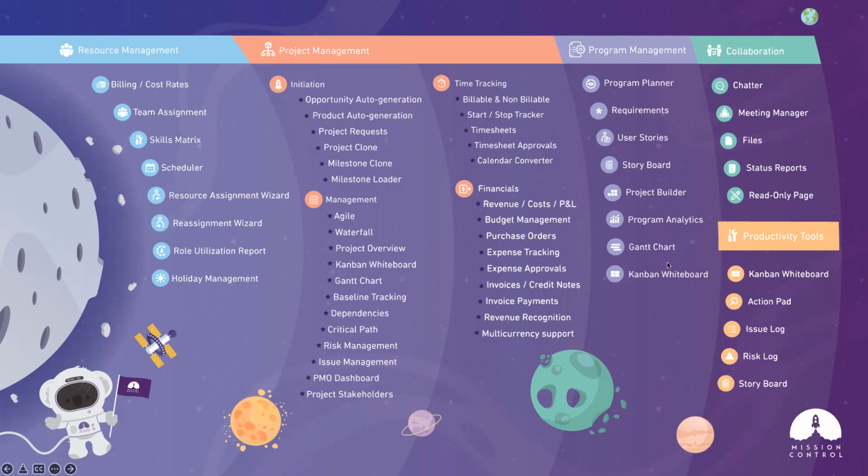For program management, I'll mention that this is going to be typically used in the development of software, specifically around the agile methodology. So within the program planner, you can build out a long-term roadmap of work that needs to be delivered, documenting detailed requirements. You can build out user stories, leverage the storyboard, and then you would pull in your requirements into your project builder and actually convert those into actions and slate that work to be done underneath milestones. You've got some program analytics and then access into the Gantt chart and the whiteboard.